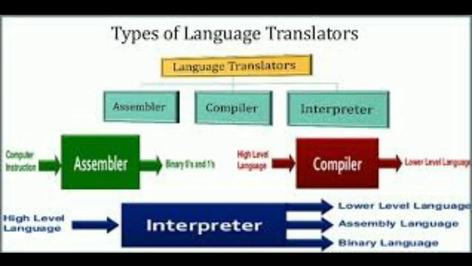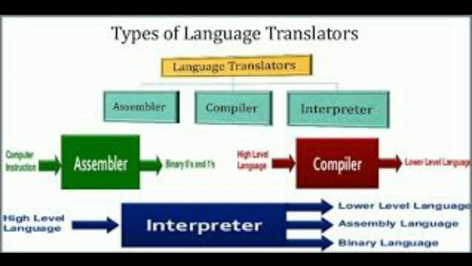We are going to learn now about the language processor. The language processor converts human language into machine language. It means it acts as the translator. Basically, the computer cannot understand human language, so we are going to start with three types of language processor. First is the assembler, second is the compiler, third is the interpreter. What do we mean by assembler? The assembler will convert assembly language into machine language.